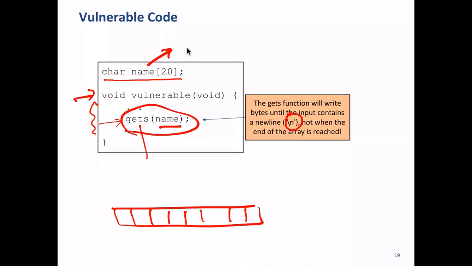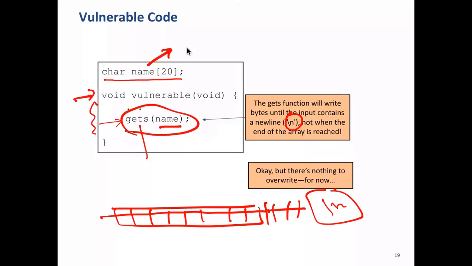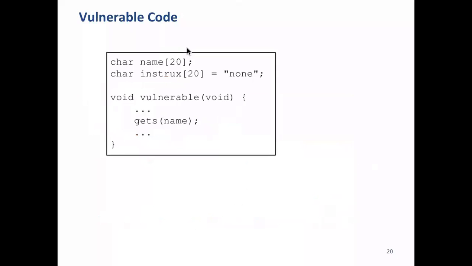So the string boundary comes from the new line character, and it will start filling this. It's not bothered about whether it's 20 bytes or 25 bytes or 30 bytes. Until it gets a new line character, it will continue to write, right? So all these locations can be written if name has more than 20 bytes. Now this is fine, because even if you write something here there may not be anything useful. Okay, now let's look at this example.